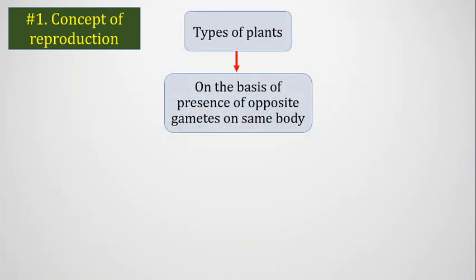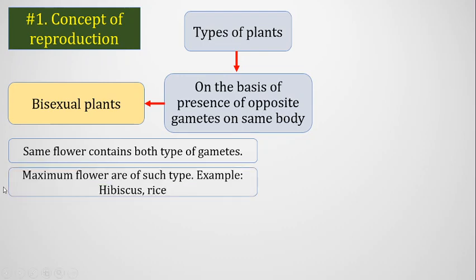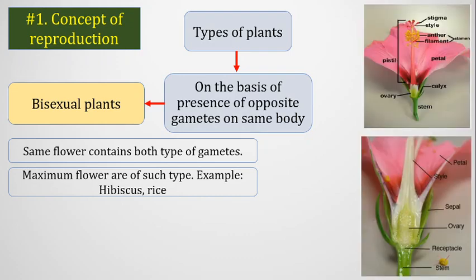And the last one, the third category of plant, is called bisexual plant. Bisexual plants are plants in which inside the same body, inside the same flower, it contains two types of gametes. Most flowers we see are of such type. For example, hibiscus, that is China rose, or rice, or mango, or most of the plants you see, they are actually bisexual plants.